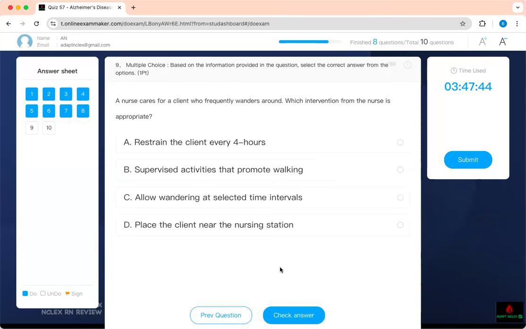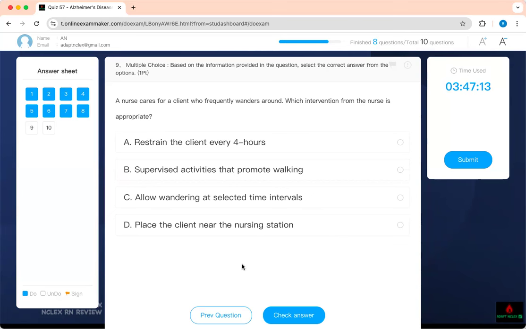The nurse cares for a client who frequently wanders around. Which intervention from the nurse is appropriate? Buzzword: patient wanders around. That is the key. Focus on that. Wanders around. I need to prevent wandering. Restraining the client will make the patient more anxious. Supervise activities that promote walking. Yes, supervise them as they walk. So they wander around, but you supervise. Create an activity that will make them as if they're wandering, but they're walking around.